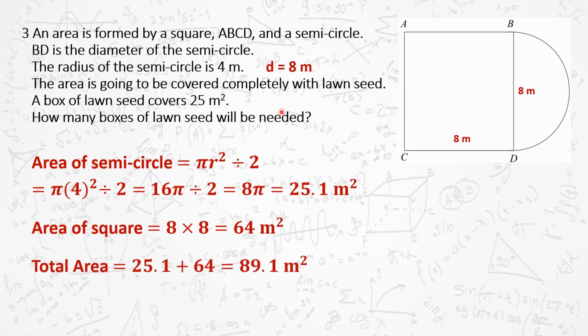A box of lawn seed covers 25 meters squared. Therefore, in order to cover the 89.1 meters squared, we will need 4 boxes of lawn seed. 3 boxes will cover 75 meters squared, which is not enough. Therefore, we need to get 4 boxes. This is our question 3.